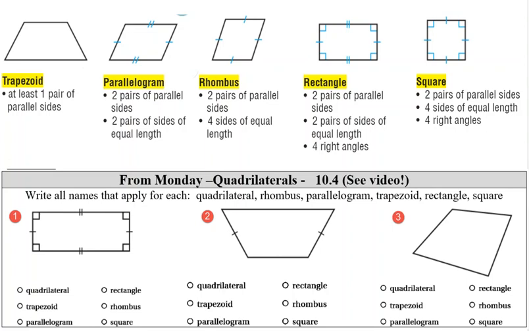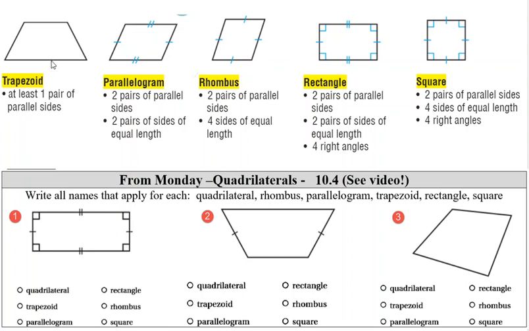Hey there, kids. Let's talk about quadrilaterals today. Any shape that has four sides is a quadrilateral. So every shape that you're looking at up here, you can say is a quadrilateral. Okay? But we have different types of quadrilaterals.